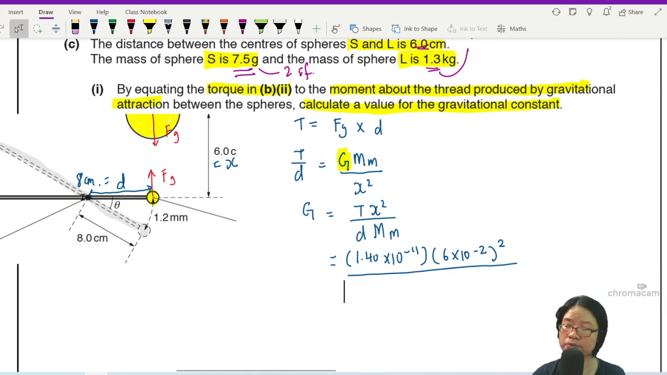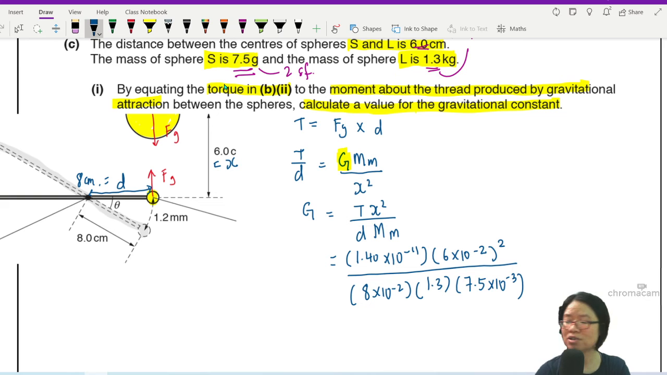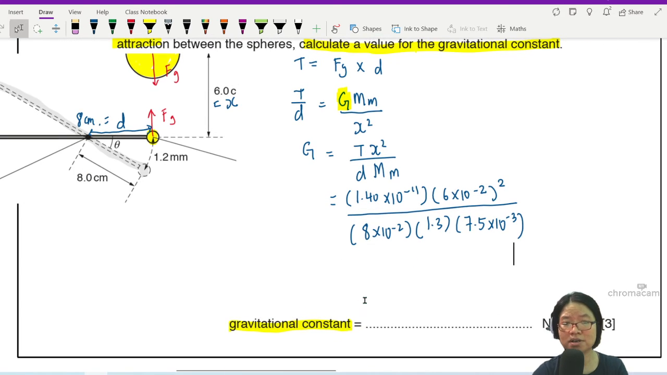D is the separation. You notice that I always label distances clearly on the diagram because, again, I am the kind of student that I could see myself doing this, putting 8 here and putting 6 here. So I don't want that to happen. So I make sure I label everything correctly. This is 8 times 10 to the power negative 2. The mass of the large sphere is 1.3 kg. Mass of the small sphere is 7.5 gram, but gram has to convert to kg. So there's a lot of conversion happening here. Just make sure you convert everything, and then there's a square here.